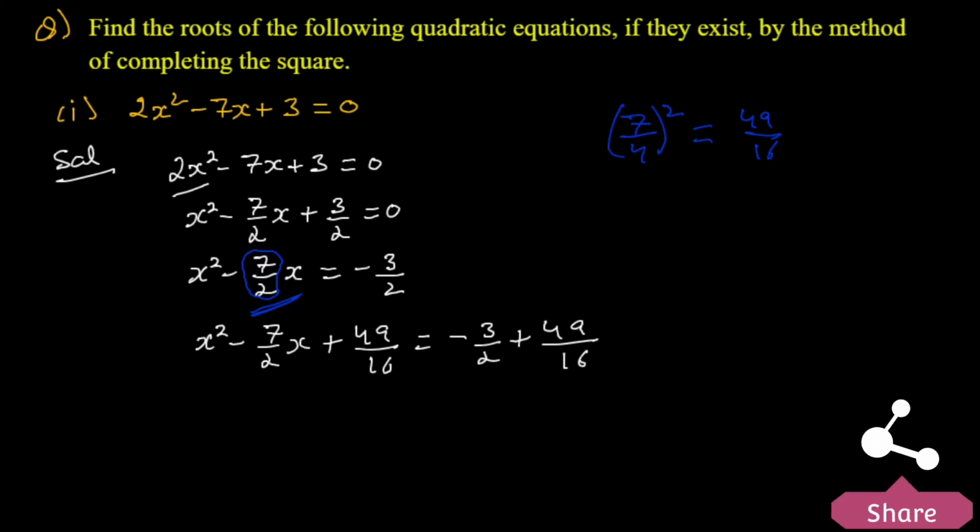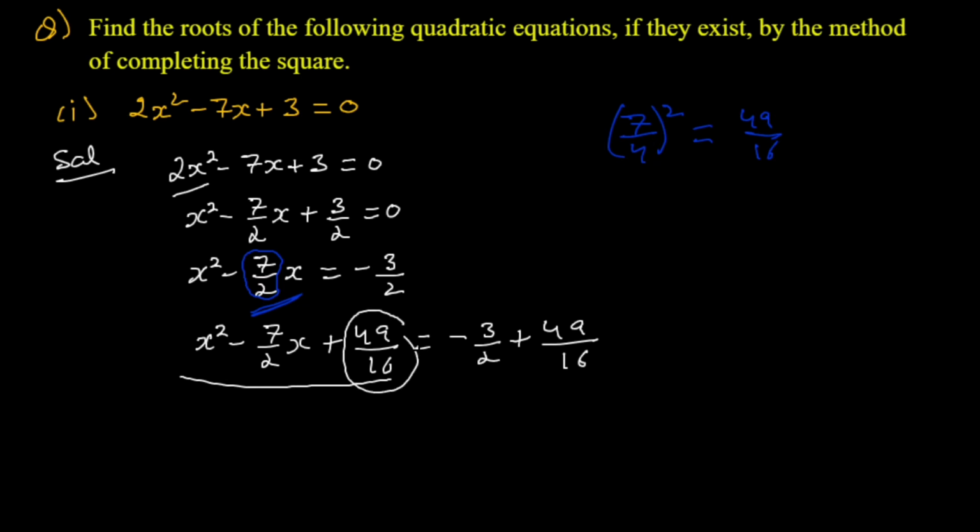Now look at the left hand side. You can write this in the form of (a − b)², that is the identity. As you know, 49/16 is actually (7/4)². So we can write this as x, and there is a minus sign in between, so that will be minus, that means it's a − b. So we can write (x − 7/4)².